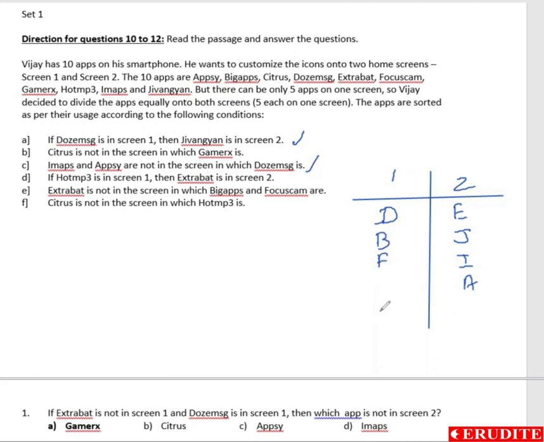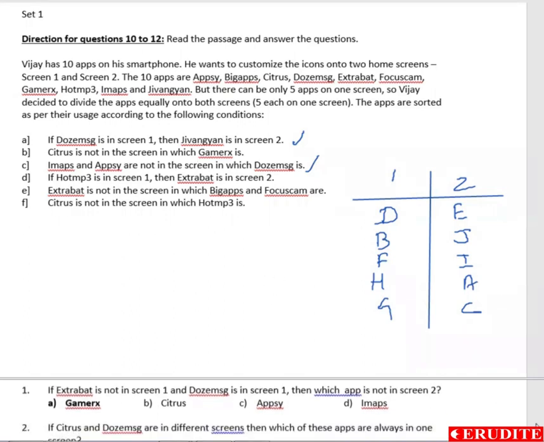If H is in 1, E is in 2. So C I'll put here, H I'll put here. What is left? G is also here. So which app is not in screen 2? G is not in screen 2. Option A: C is in screen 2, A is in screen 2, I is in screen 2.